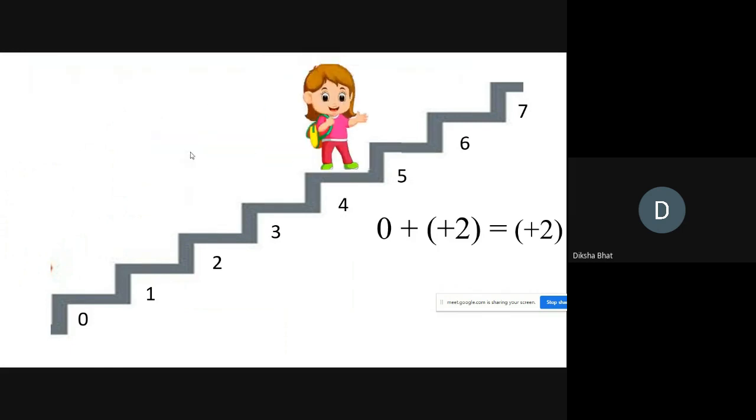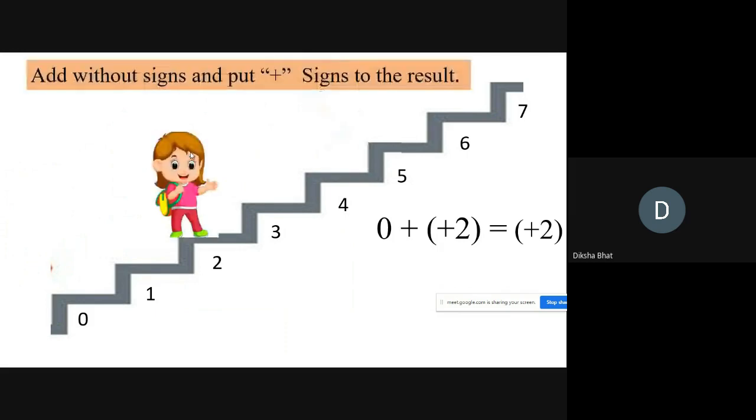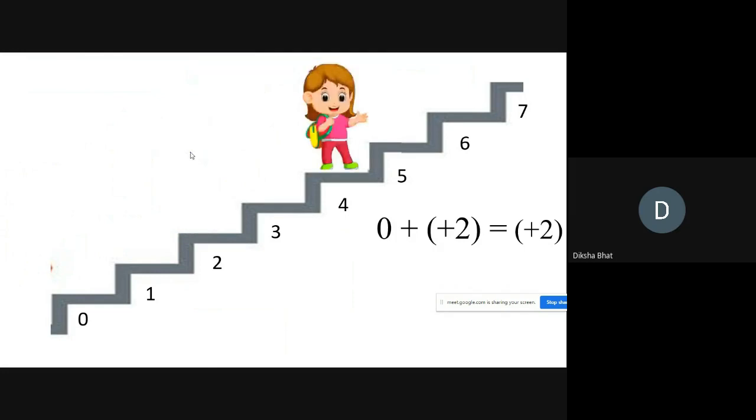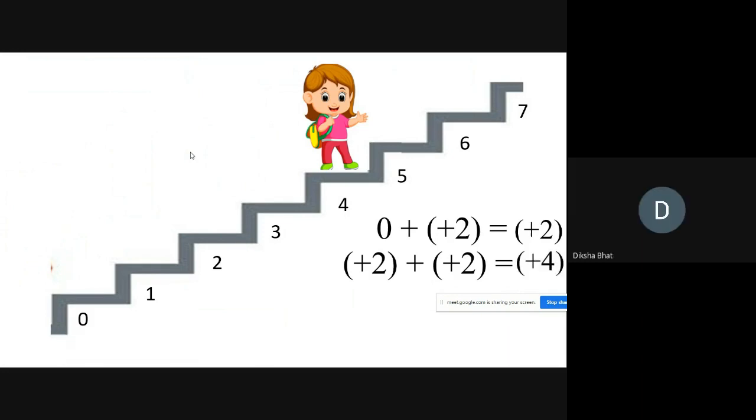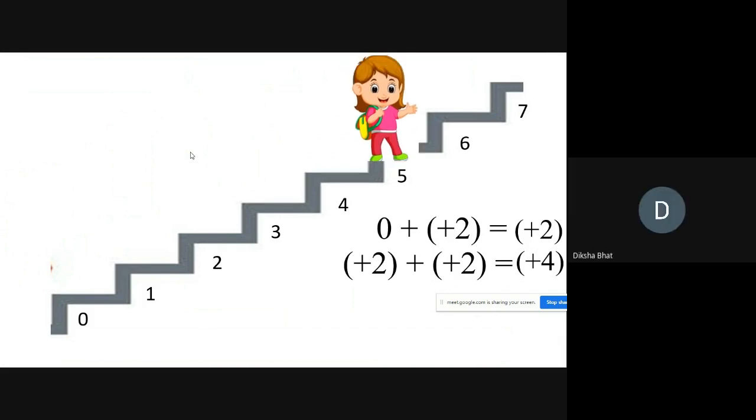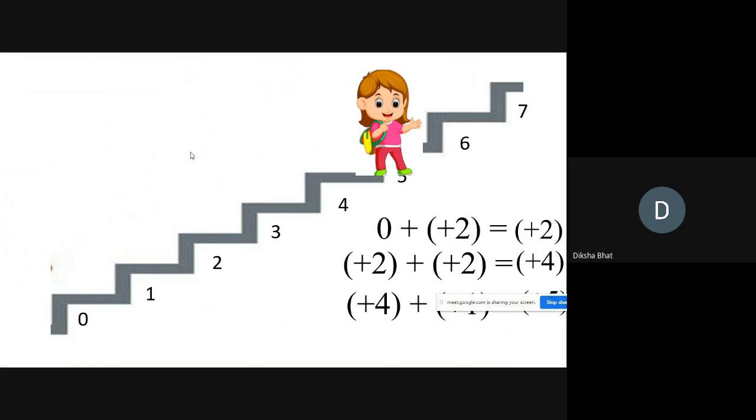Again, she took 2 steps. Where will she reach? 4. Let's check. Now, how would we write this mathematically? 2 plus 2. Yes, correct. And what will be the answer? 4. Yes, correct. Now, again, she takes one step forward. On which step will she arrive? 5. Yes. So, 4 plus 1 is equal to 5.